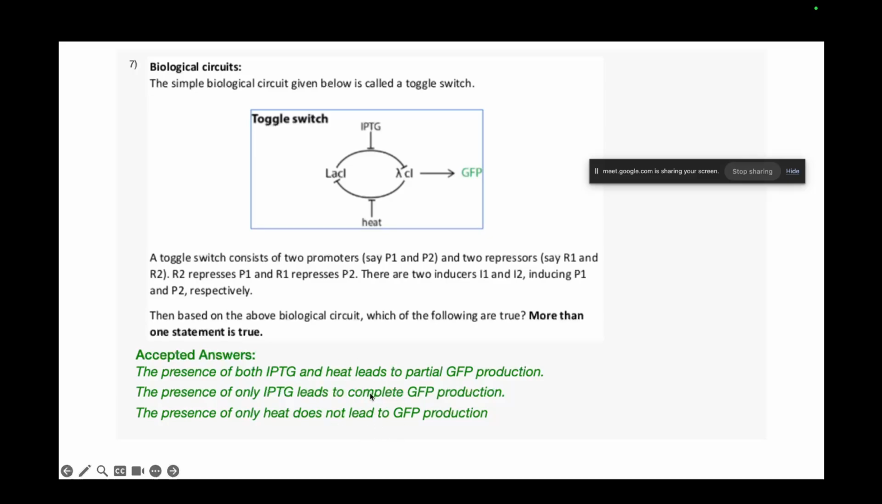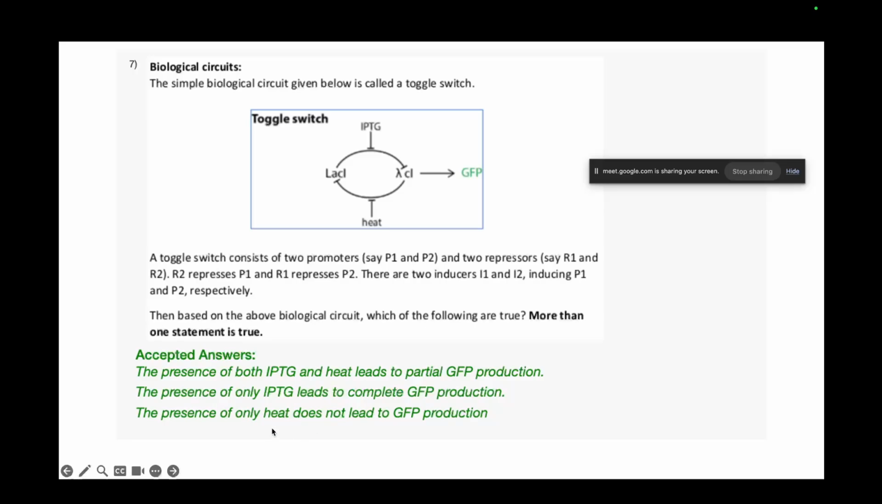I think there is some issue here in the answer. So basically, understand. If your lambda CI is more, your GFP will be more. How will your lambda CI be less? It will be less because of the presence of IPTG. But lambda CI itself represses lac I. So if lac I is less present, it will not be converted to lambda CI. So GFP will not be formed. The second option is actually not correct. It's a wrong answer. I've forgotten why I did this, but anyway, I think the second option is incorrect. I'll recheck and I'll discuss this question in the next class as well.